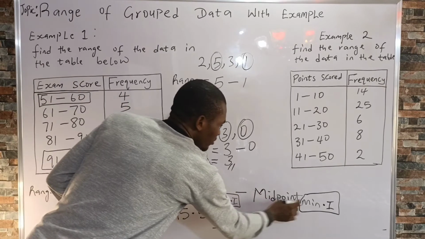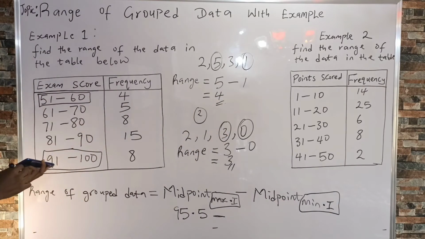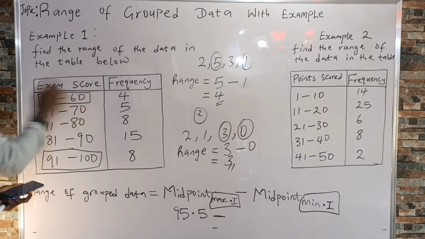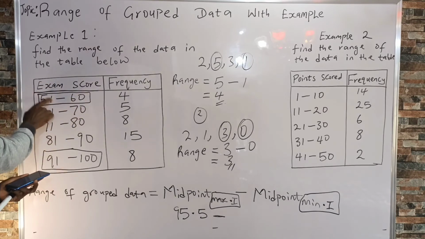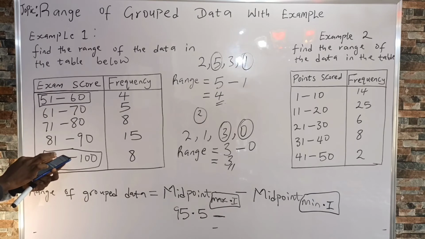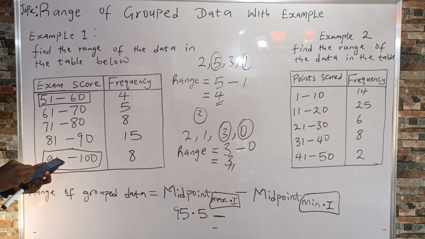Then minus the midpoint of the minimum interval. This is the minimum interval. Let's find the midpoint of this minimum interval. Remember how to find the midpoint? Add 51 to 60 by saying 51 plus 60. Okay, so I have 51 plus 60. That will give me 111. Then divide it by 2. Okay, divide it by what? 2. So we have 55.5.